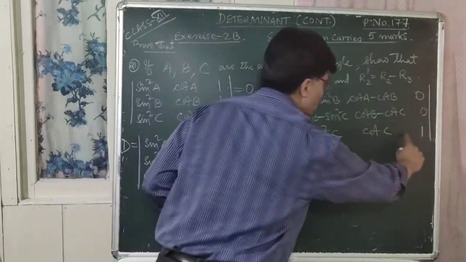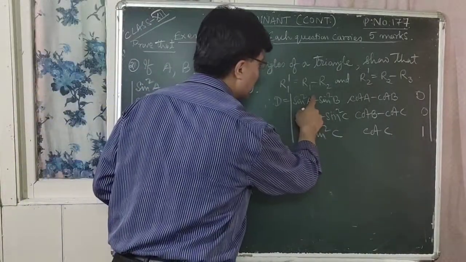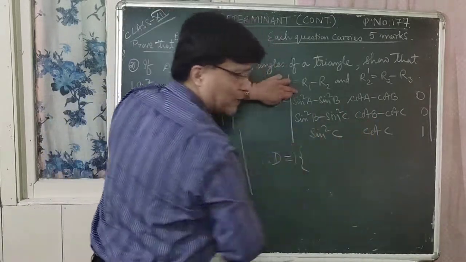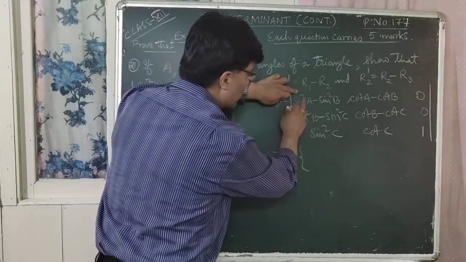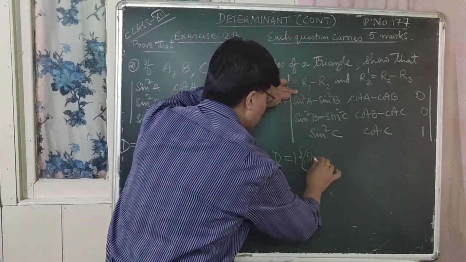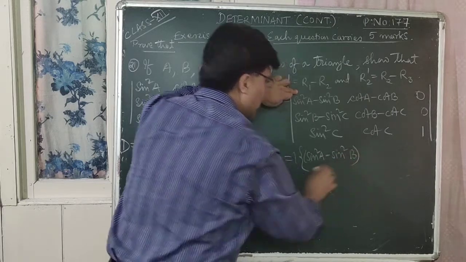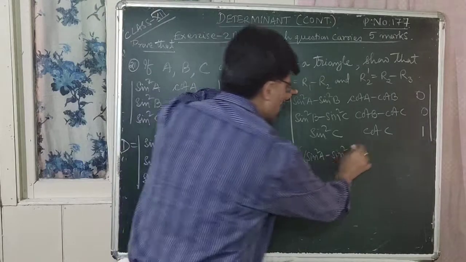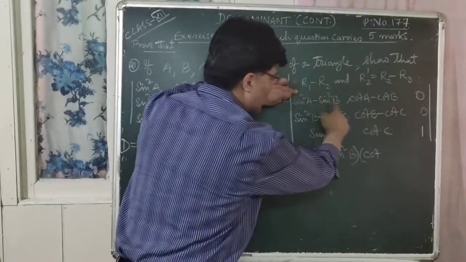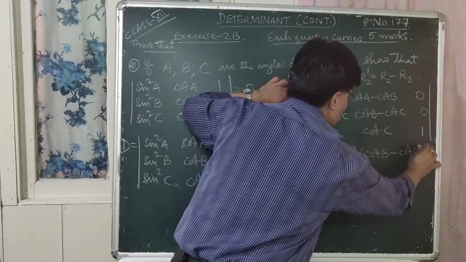That means the third row and third column are deleted, right? So what remains here? This term, that term, this term and this term, right? But you have to cross multiply. First of all, you have to cross multiply this term by that term. That is sin square A minus sin square B, then into cot B minus cot C. It is cross multiplied.